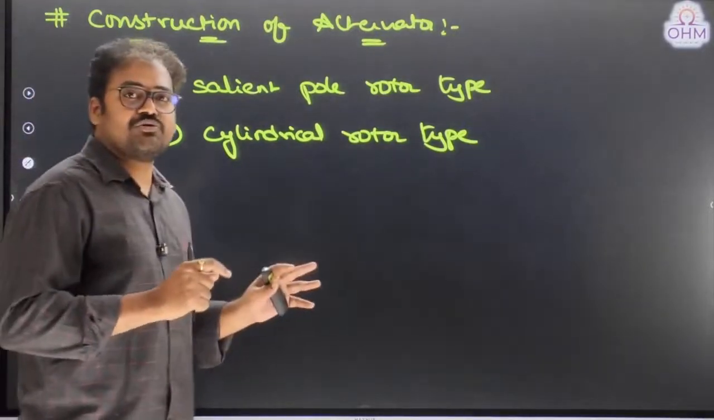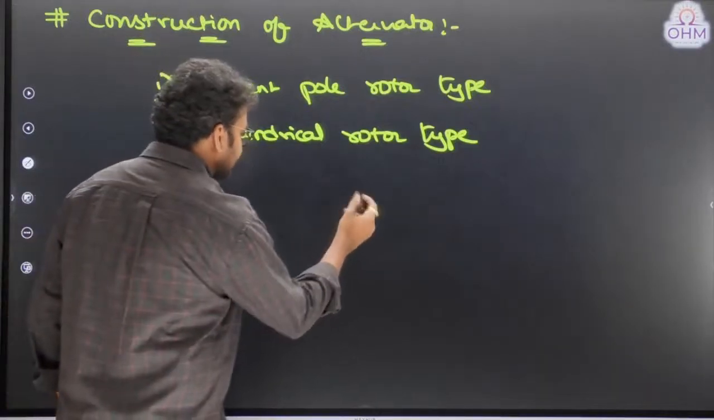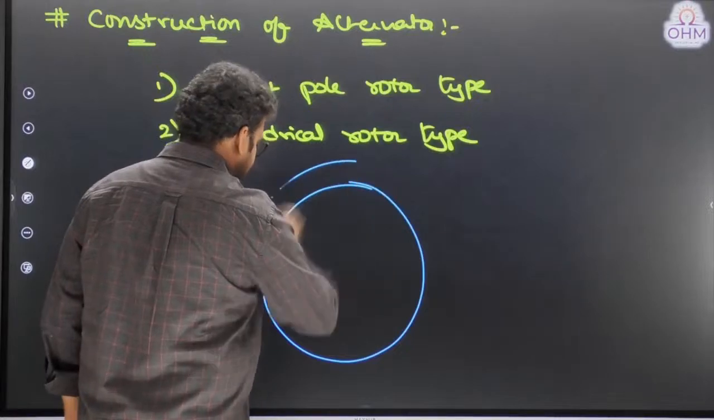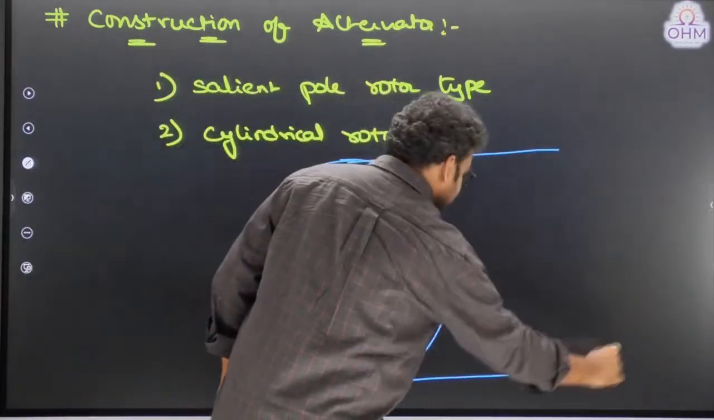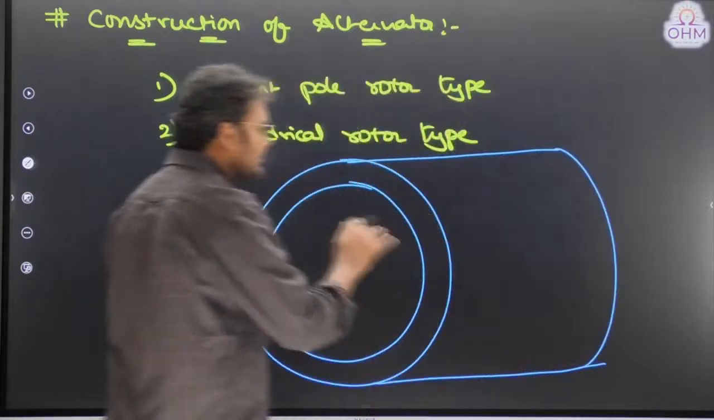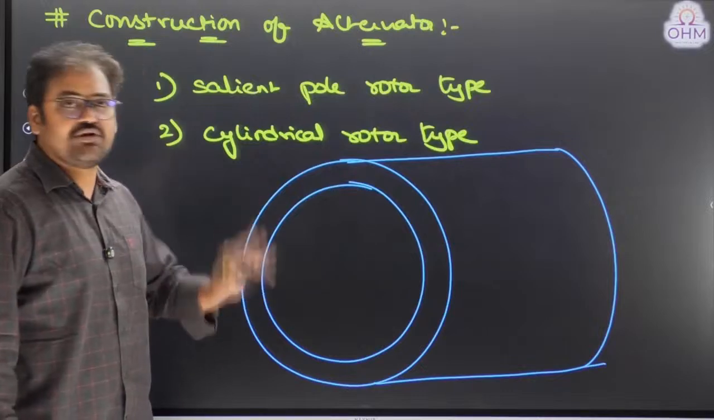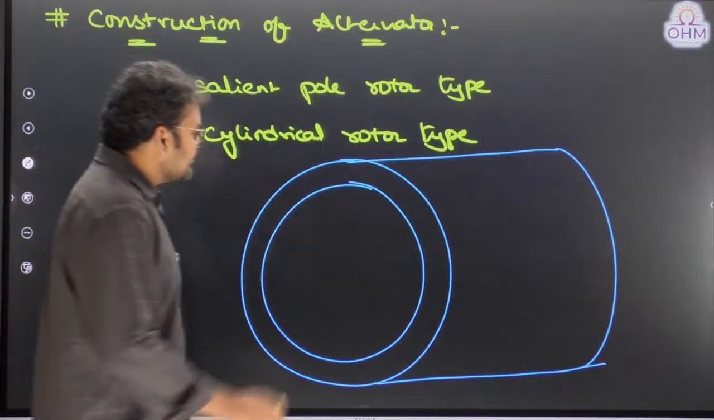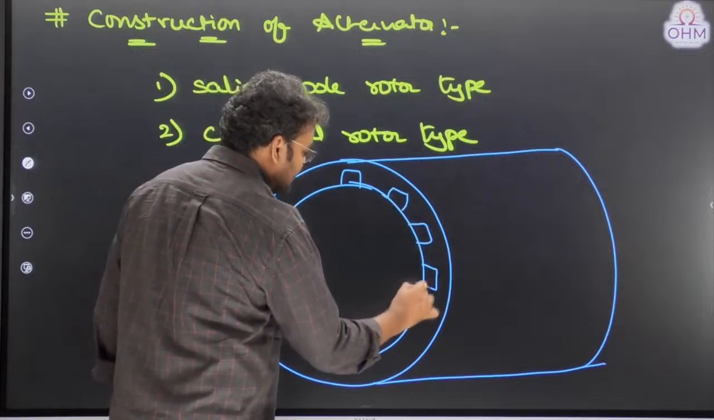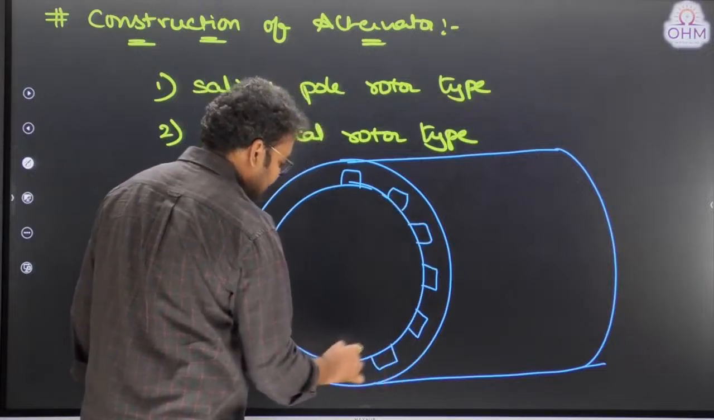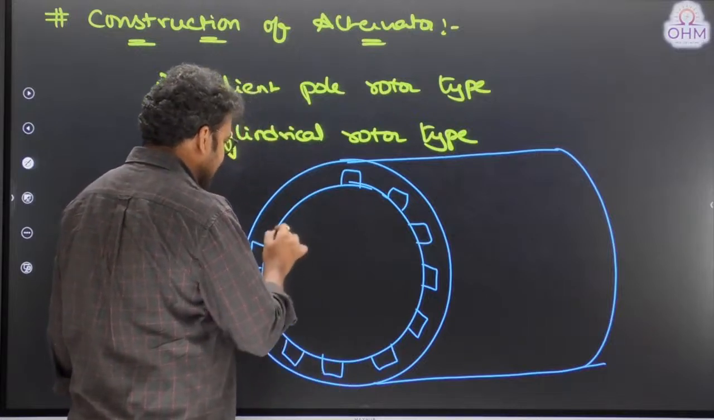First of all, how does the stator look? Stator will be having a circular cross section, a cylindrical structure, made of high permeability ferromagnetic material. Generally, we will use silicon steel. And this stator will have a number of slots on it. I am not drawing the complete diagram. I hope you have the basic idea.